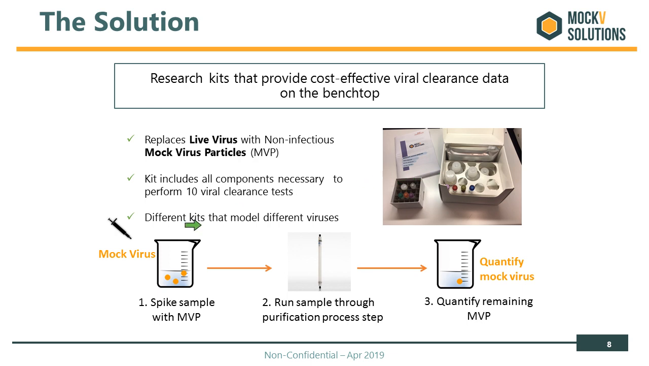The way that a kit would work is essentially the same as what would happen at a CRO. You would spike these non-infectious particles into your load, process that spiked load through your chromatography, filtration step, what have you, and then quantify the remaining particles in the pool, and from there deduce your log reduction value.